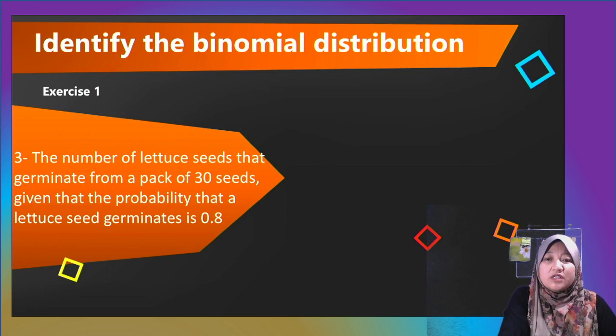Okay, third situation, the number of lettuce seeds that germinate from a pack of 30 seeds. Given that the probability that a lettuce seed germinates is 0.8. So this one we have two situations. Dia cerita tentang seed tu adalah germinate.